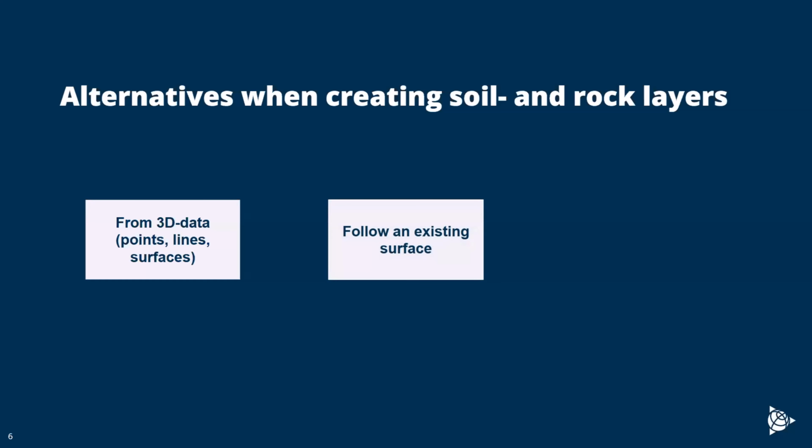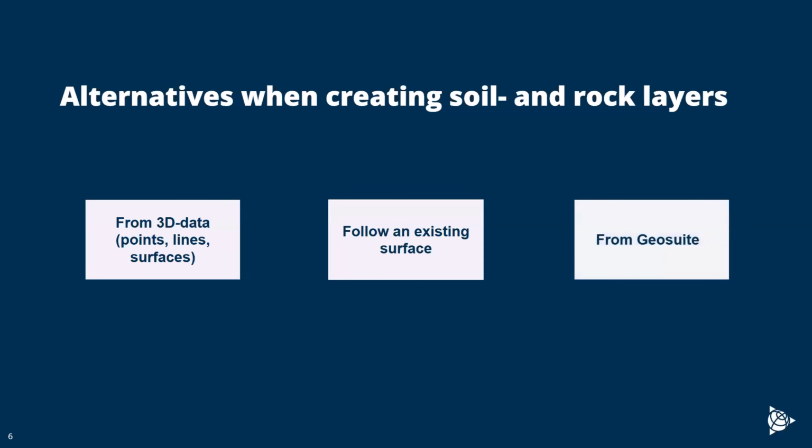The easiest way, and it's a lot used, is to just follow an existing surface, make a copy that is lower than the existing surface, if you know how deep it should be.